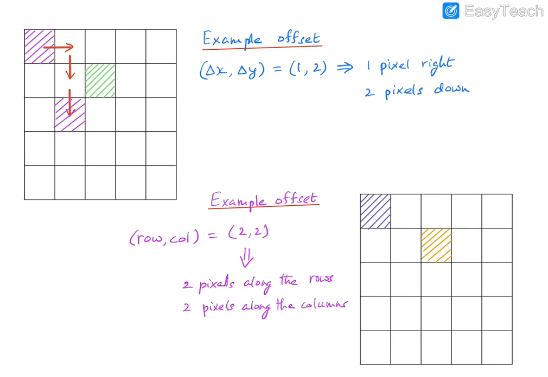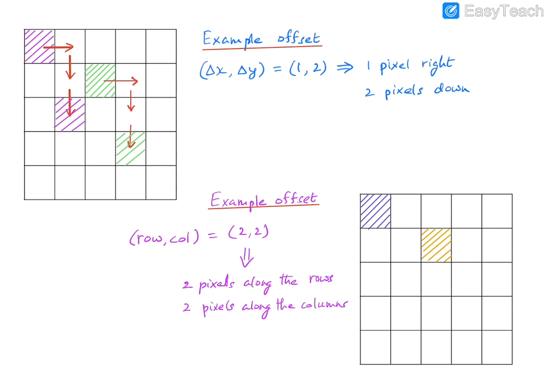Similarly, for this pixel which is shaded in green, the pixel which has an offset of 1, 2: we have to move one pixel to the right. It's one right and two down, so we move one to the right and 2 pixels down, so we come here. So the corresponding offset pixel to the green is this pixel over here.